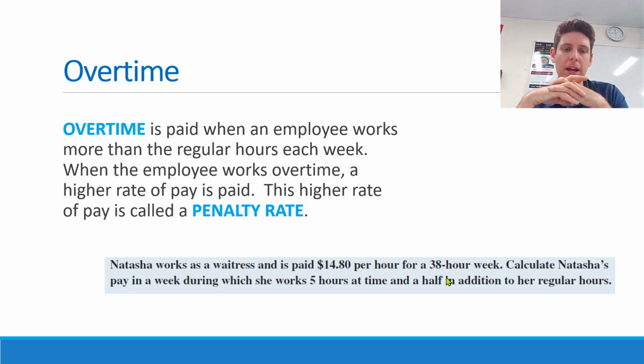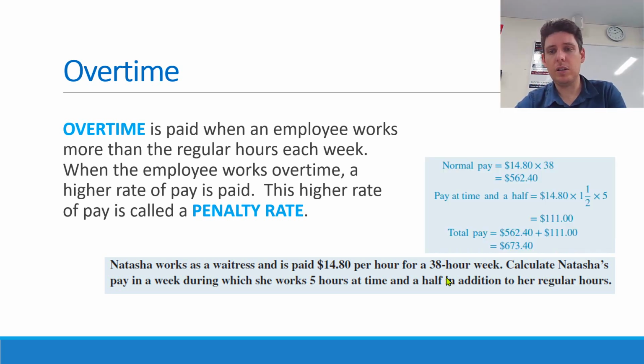So let's calculate her pay in a week. So she's getting paid overtime for 5 hours. So it's time and a half. And that's what I was talking about before. If you work like on Christmas Day, or sometimes if you work Sundays, they give you time and a half. Or sometimes you get paid double time and a half.